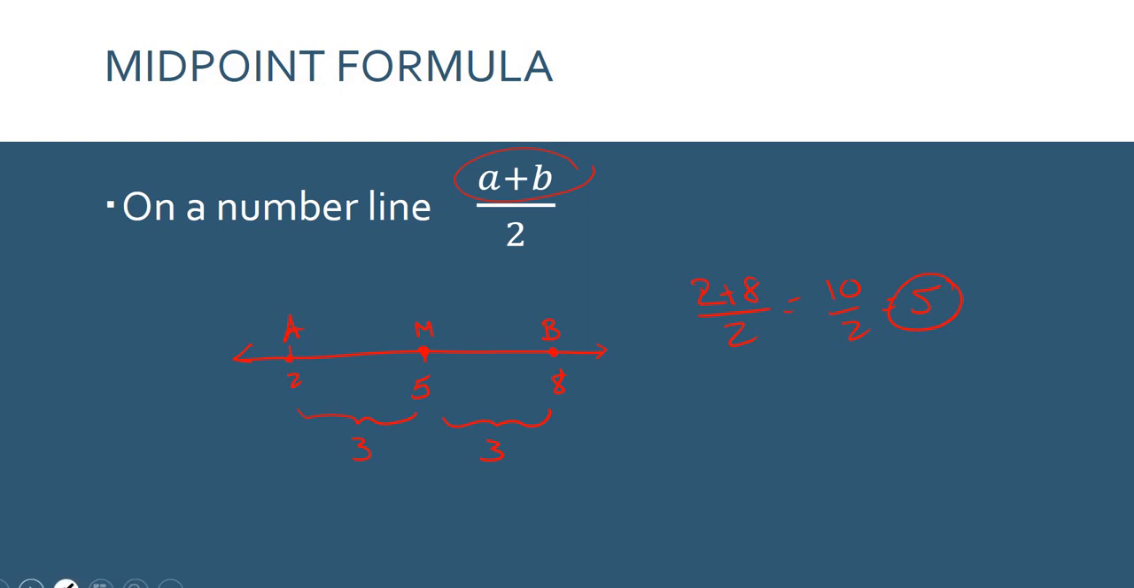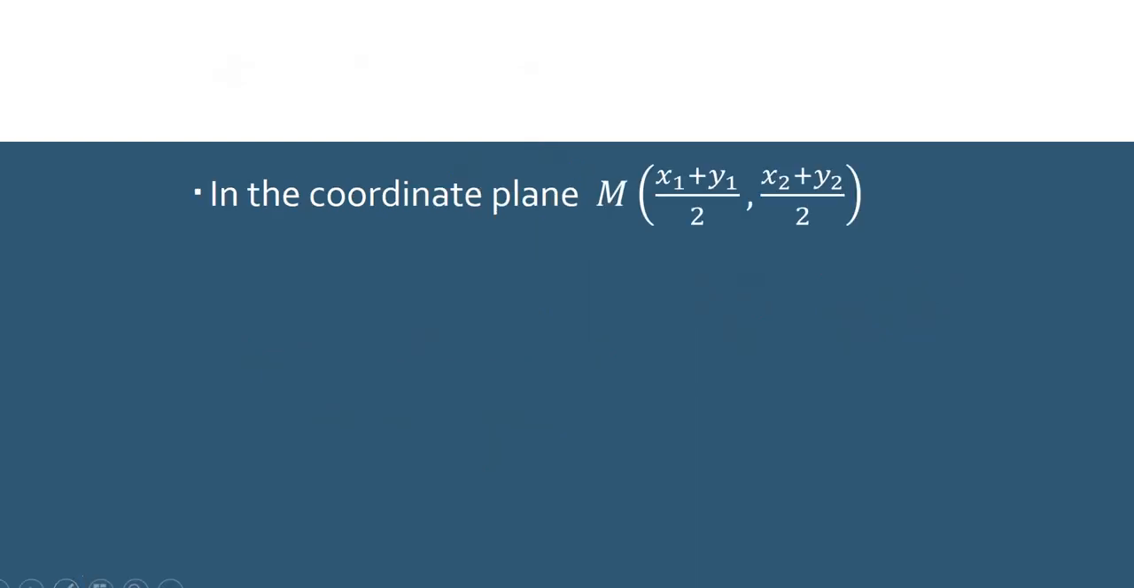When we go to a coordinate plane, things change a little bit. So now we're talking about an XY plane. If I'm looking for the midpoint, I'm going to add my x's and, whoops, this is wrong. That should say x sub 1, x sub 2, and that should say y sub 1, y sub 2. So x sub 1 plus x sub 2 over 2, the average of the x's, and y sub 1 plus y sub 2 over 2, the average of the y's.